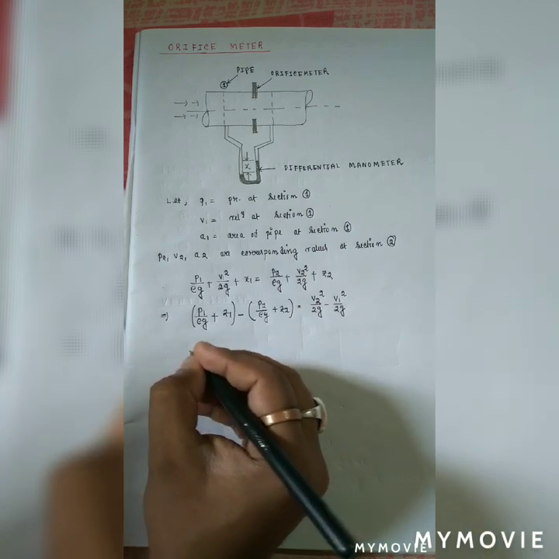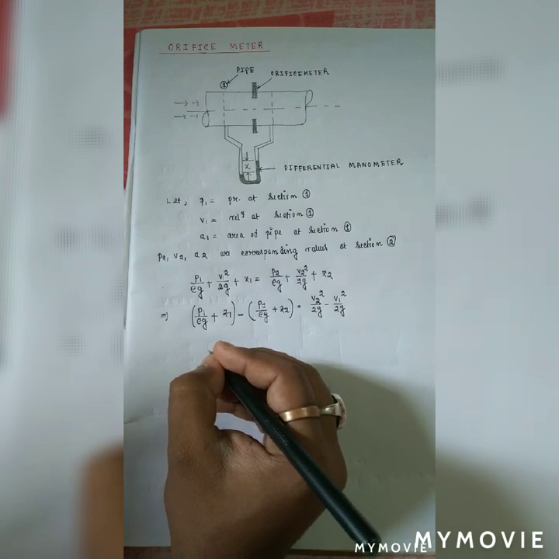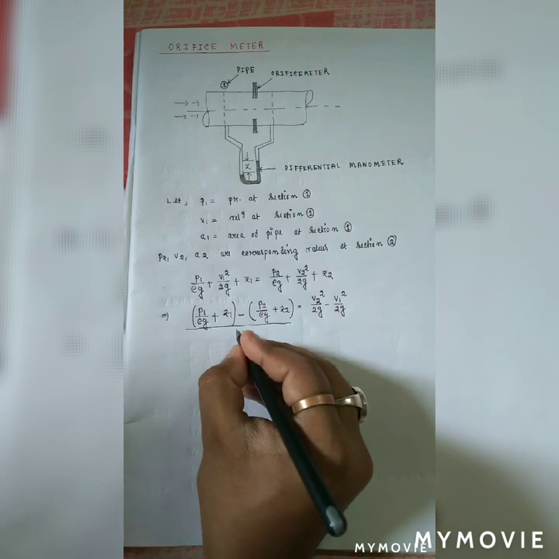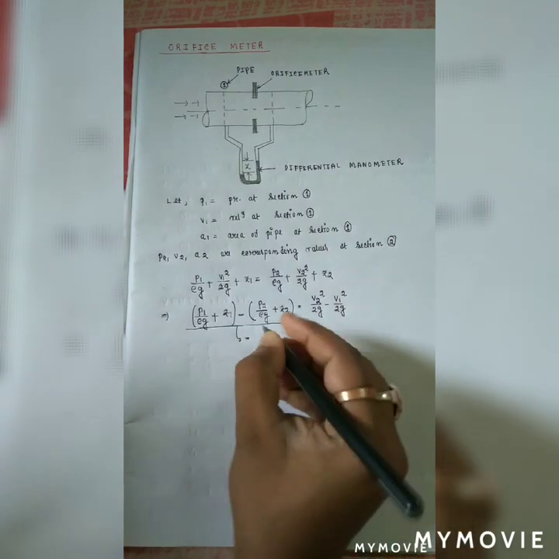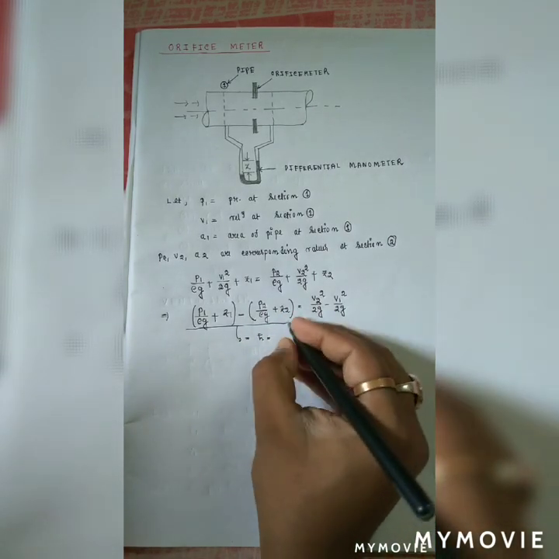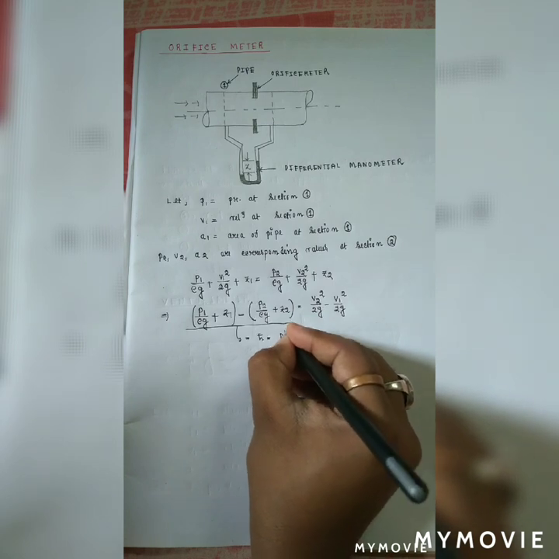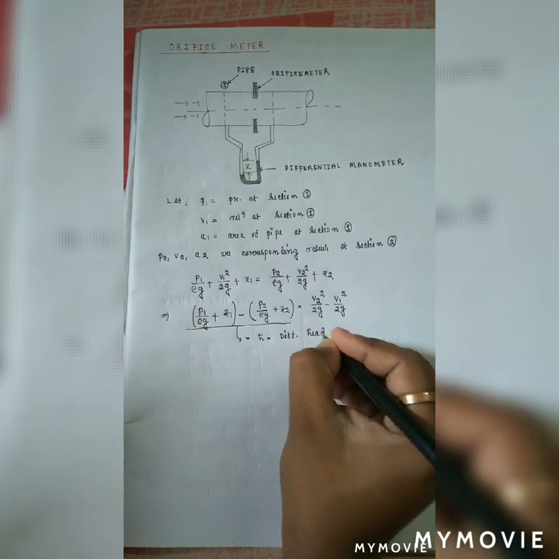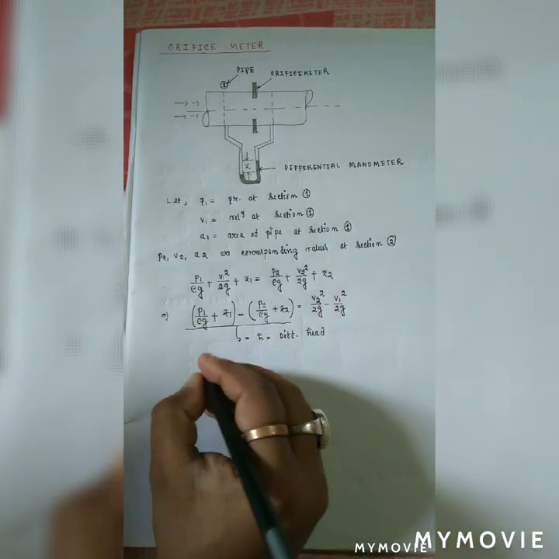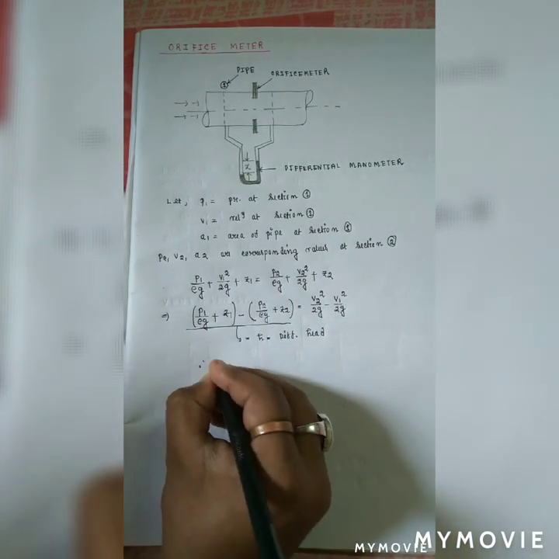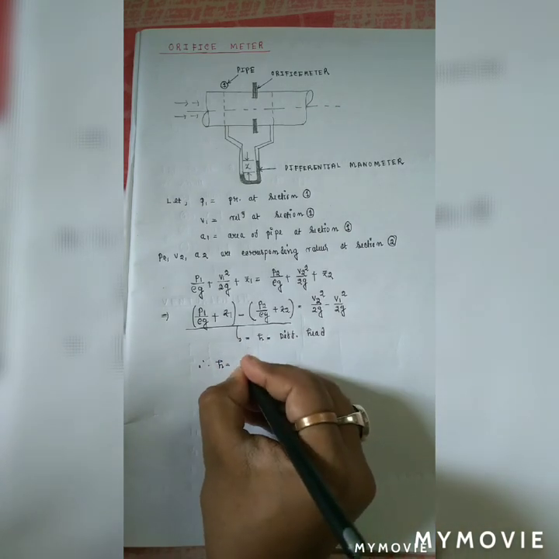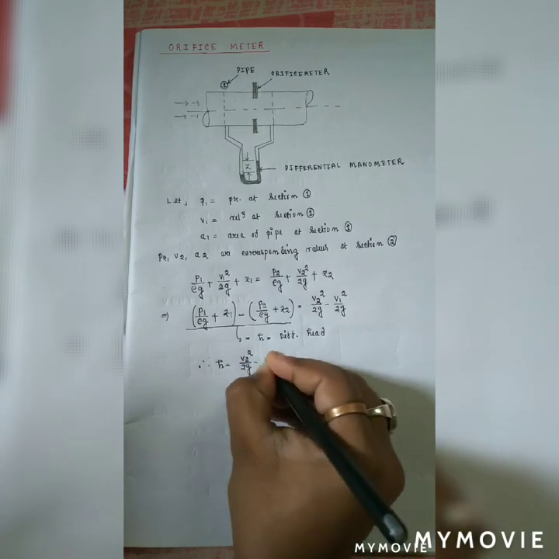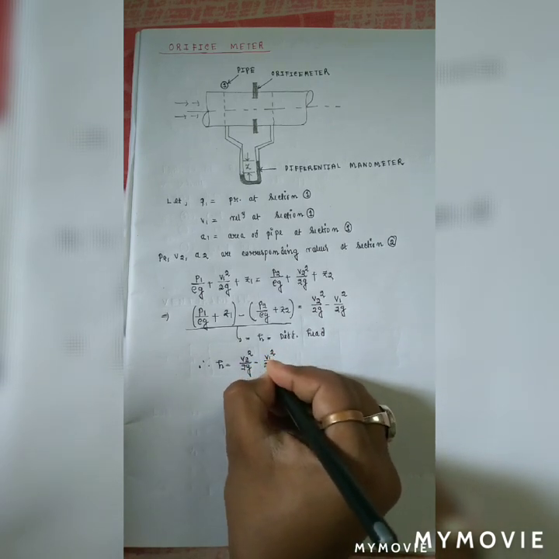Next, this section, P1 by rho g plus Z1 minus P2 by rho g plus Z2, will be written as H. You know, H is the differential head, meaning the difference between the sections. Now, small h equals V2 square by 2g minus V1 square by 2g.